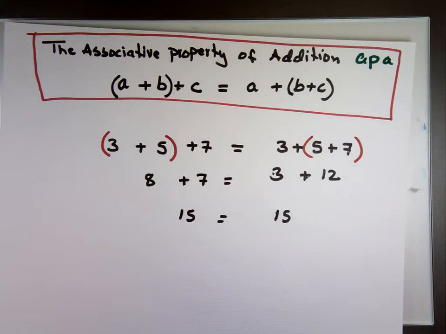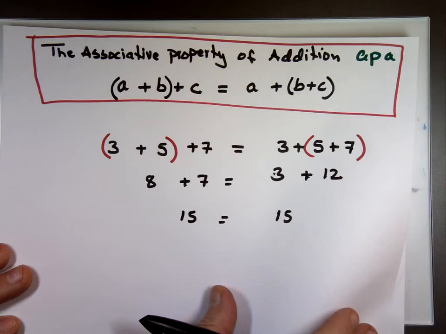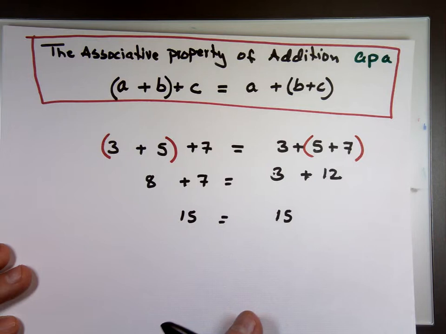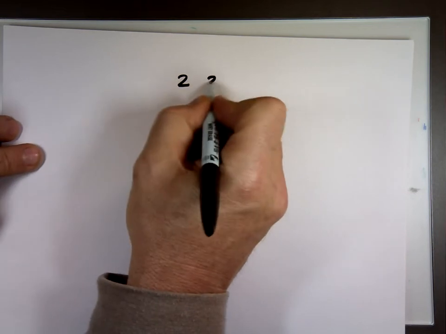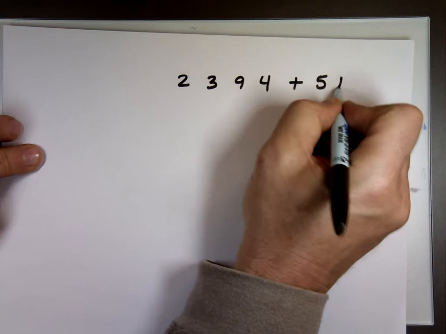Okay, I'm done with the boring properties. How do we add numbers? Let's take some numbers and add them. Then I'll give you some examples where we add numbers. Here's a couple of numbers, 2, 3, 9, 4. Now I want to add to it 5, 1, 7, 2.